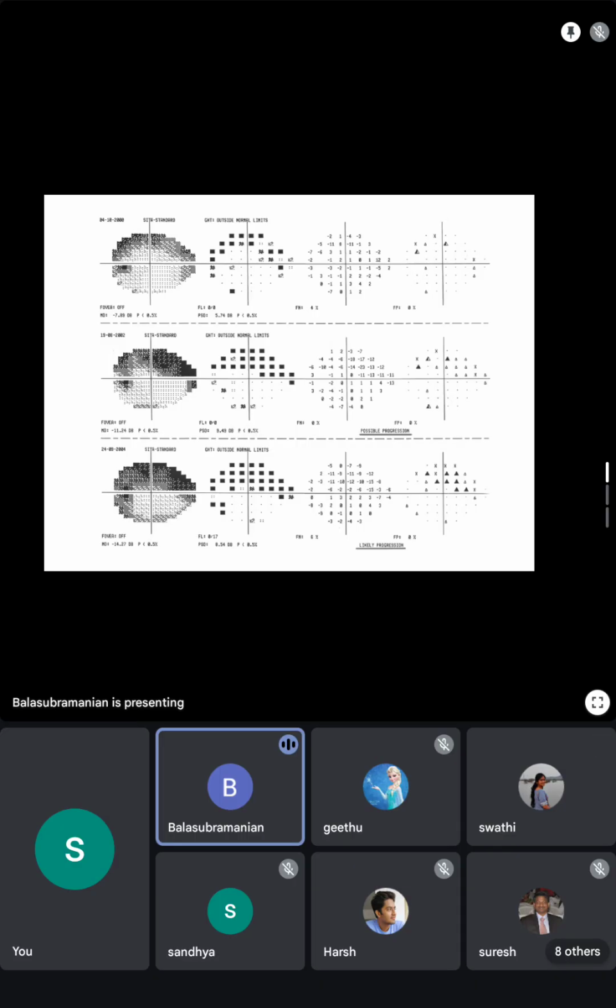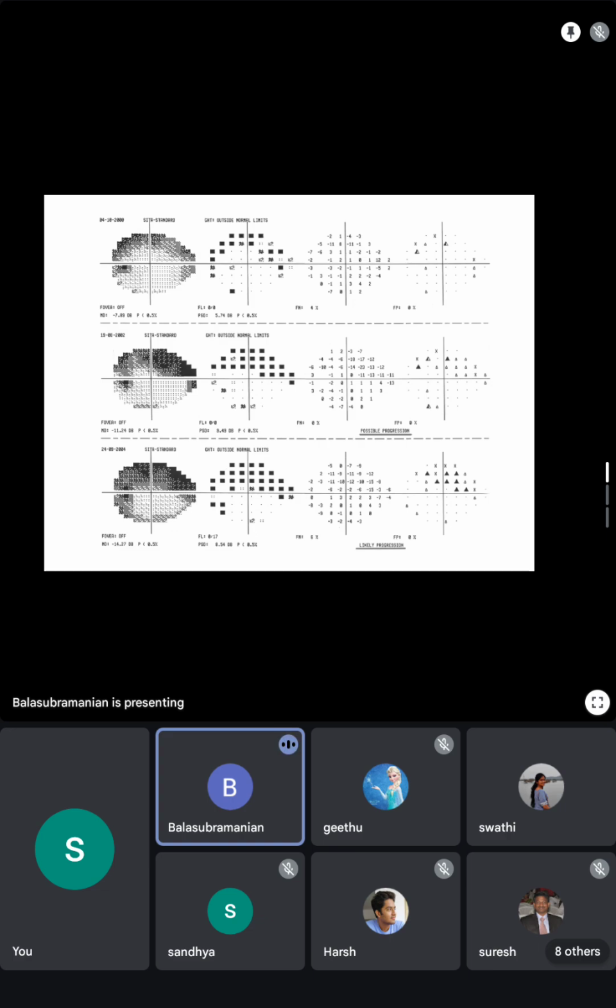You should not directly go into the triangles. So this person's mean deviation is definitely showing a gradual decline, whereas the pattern standard deviation for charts 2 and 3 is not showing much variation. So there may be some other reason for this generalized variation also.